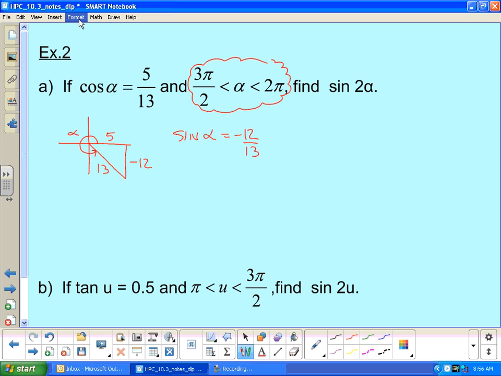So we are to find sine of 2 alpha, and that is the same thing as 2 sine alpha cosine alpha. And we now have cosine alpha and sine alpha. So we go ahead and come up with sine of 2 alpha is equal to 2 times sine alpha cosine alpha, 2 times negative 12/13 times 5/13. And we get negative 120 over 169.